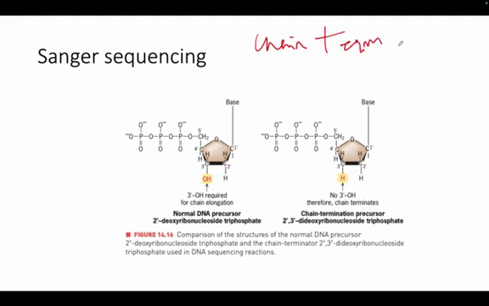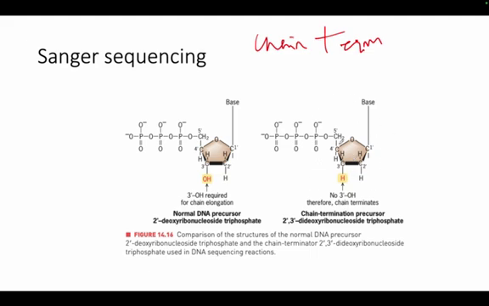Chain termination or dideoxy sequencing method. What Sanger sequencing does, named after the inventor Frederick Sanger, is essentially replicate the process of DNA replication, except that it incorporates something called a chain terminator, which is this dideoxynucleotide.